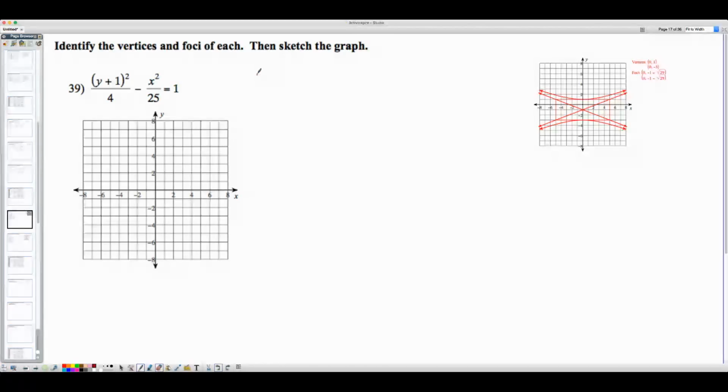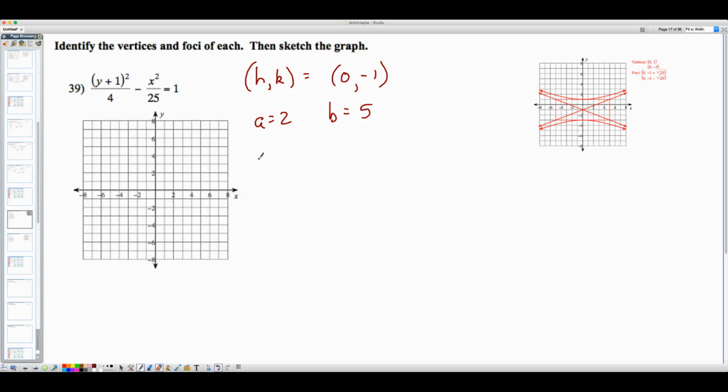So I have my H comma K, my center. The H is associated with the X, so this will be at 0. My K is associated with the Y, so this will be -1. My A value is equal to 2, and my B value is equal to 5.